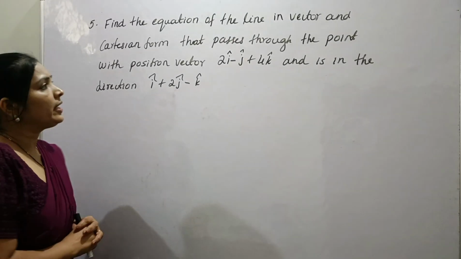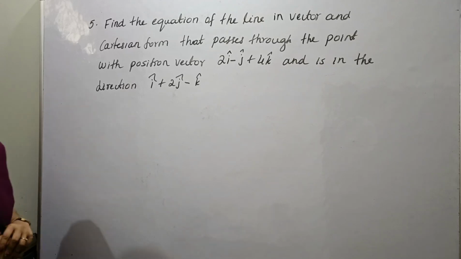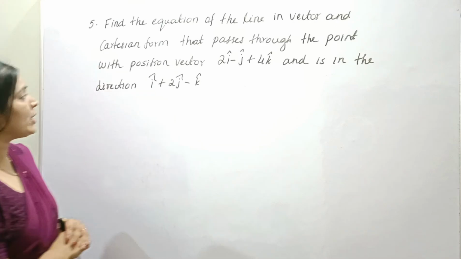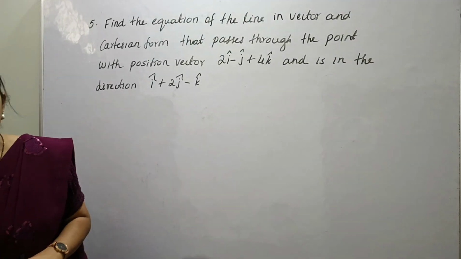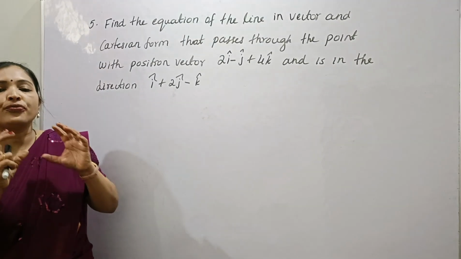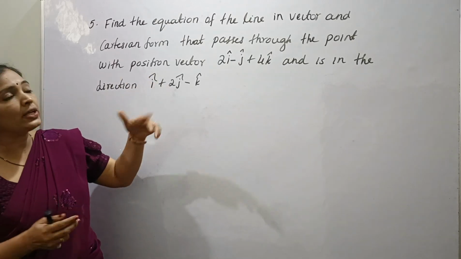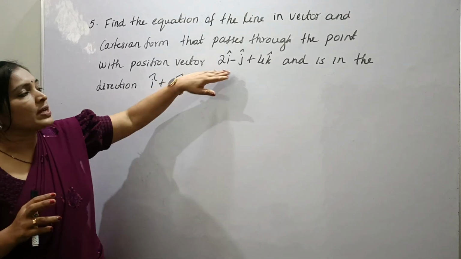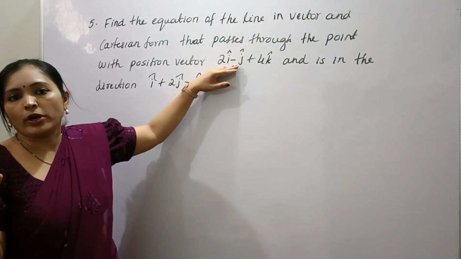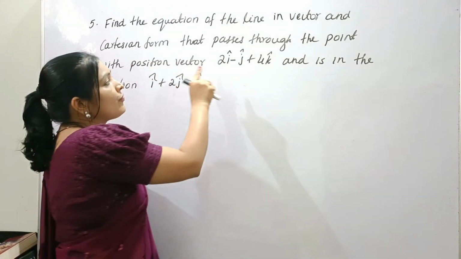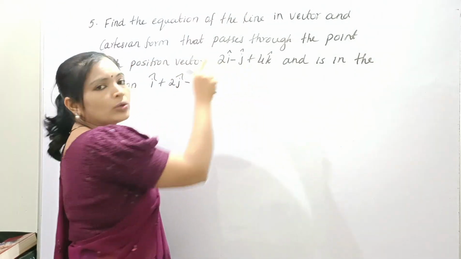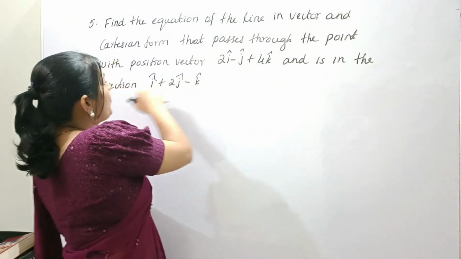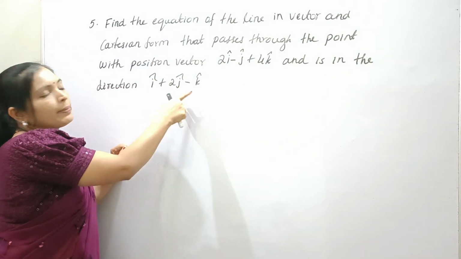Find the equation of the line in vector and Cartesian form that passes through the point with the position vector 2i − j + 4k and is in the direction i + 2j − k. Here we have to find the vector equation and the Cartesian equation. What is given? The position vector of a point is given, the point (2, −1, 4) on the line, and the parallel vector is i + 2j − k.